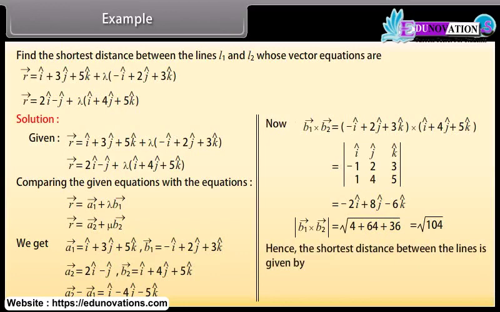Hence, the shortest distance between the lines is given by modulus of (minus 2 minus 32 plus 30) by square root of 104, equals 4 by square root of 104.